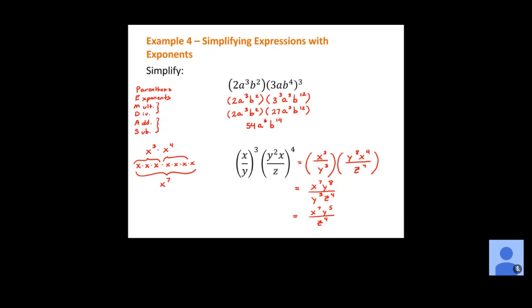Okay. And the same thing works for the division. If you're dividing, that's why we subtract, because you're basically just canceling out at that point. So you would have something like x to the 4th over x to the 3rd. Well, that's 4 x's multiplied together in the numerator, 3 x's multiplied together in the denominator. Well, now 3 of those x's are going to cancel, and so you're left with just 1 x, which is the same thing as 4 minus 3, x to the first power.